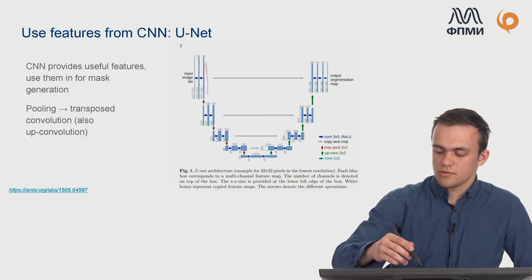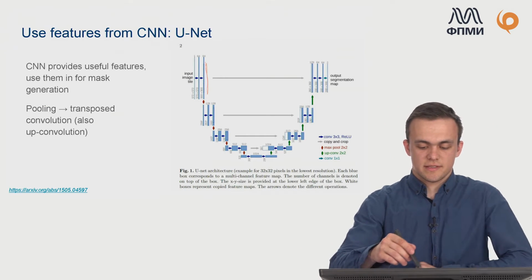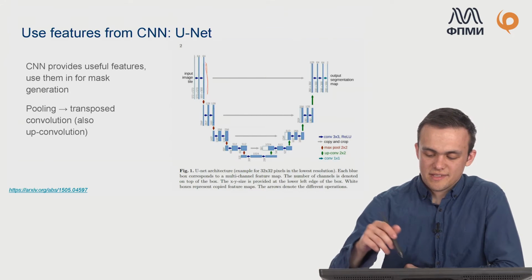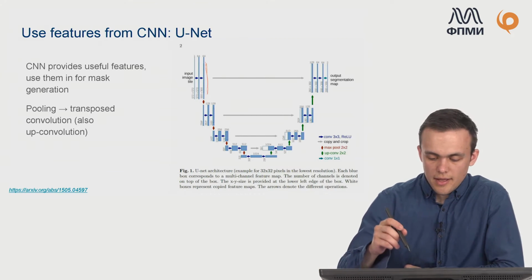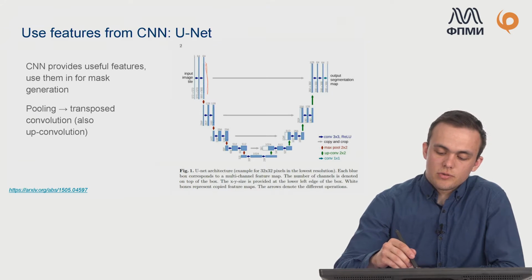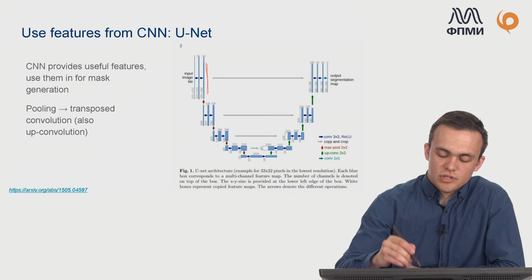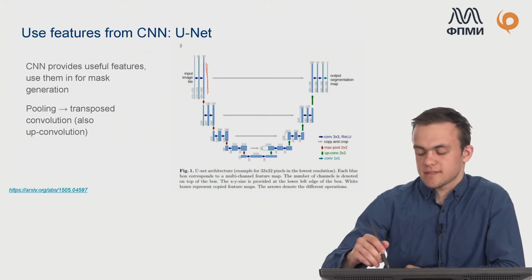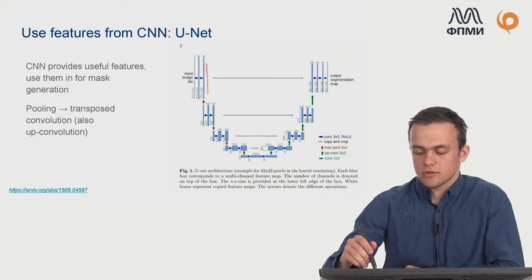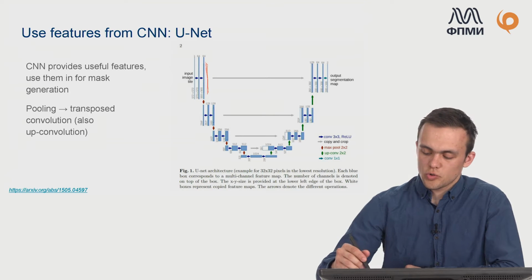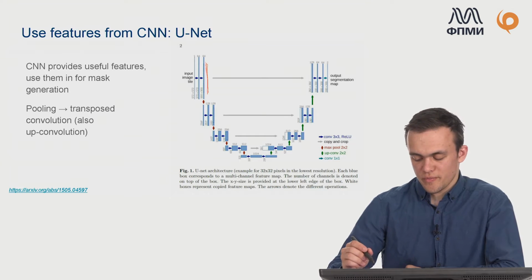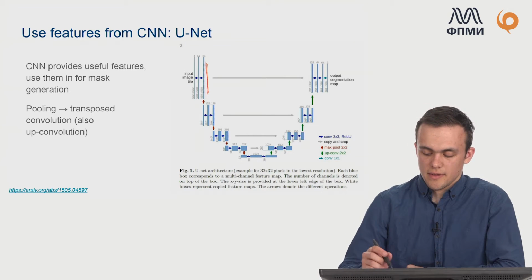So the UNet is named because of this really nice picture that is in the form of the letter U. So the idea is to take these convolutional features and stack them up with the output obtained from this whole long transformation sequence.